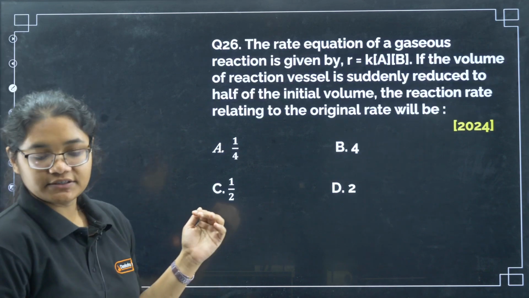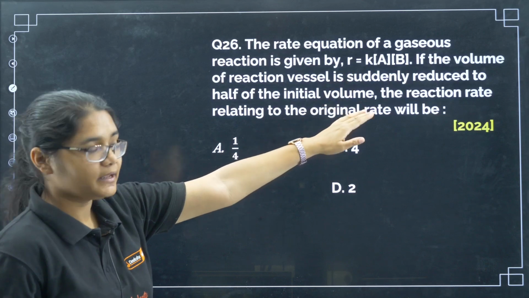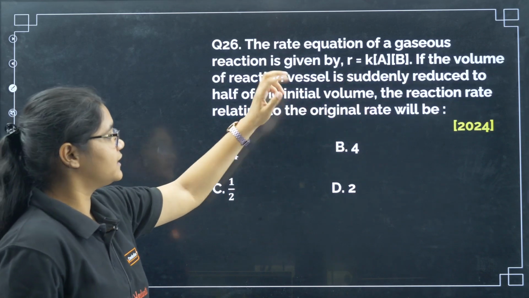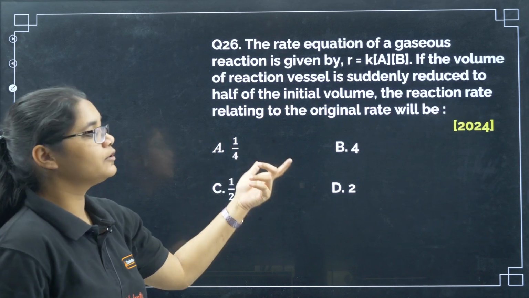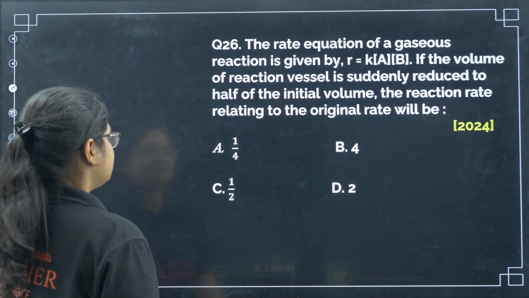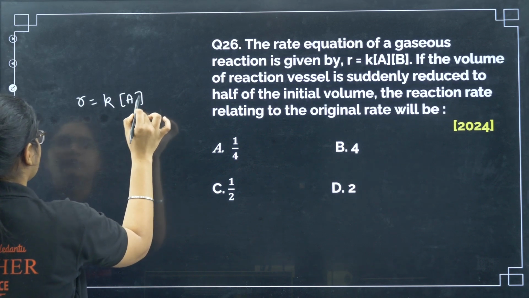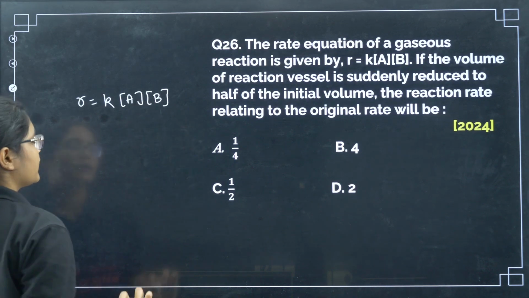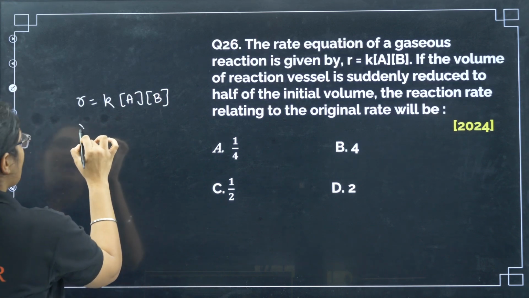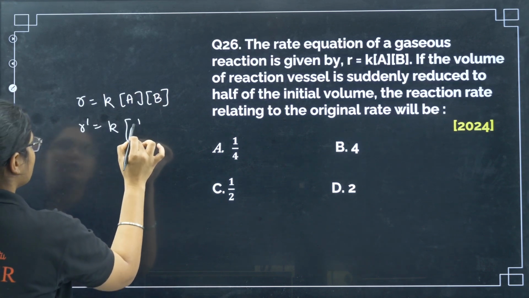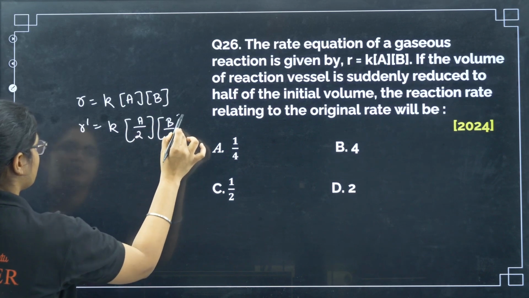Next, the rate equation of a gaseous reaction is given by R is equal to K into A into B. If the volume of the reaction vessel is suddenly reduced to half of the initial volume, the reaction rate relative to the original rate will be? Now see here, I have R is equal to K into A into B. Now you have reduced the volume suddenly, right? So R dash will be K into A by 2 into B by 2, right?